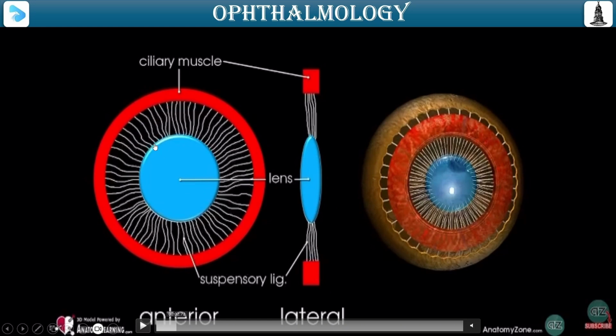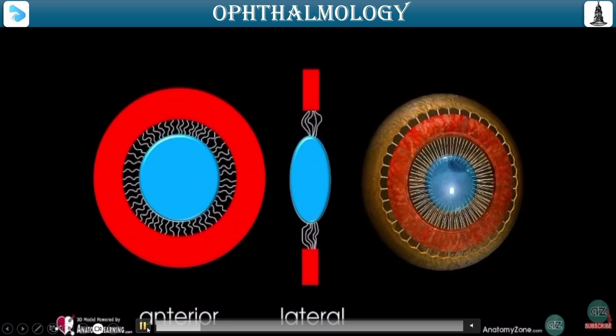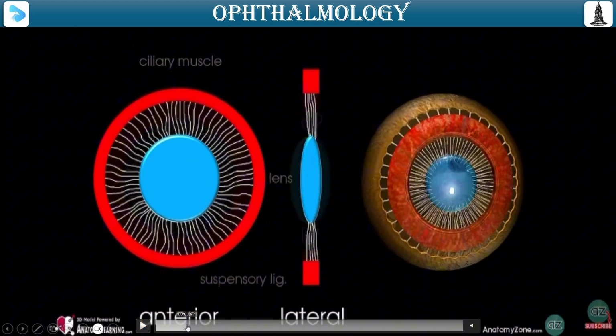But when this muscle contracts, look at what happened. Look at the zonules. The zonules became more relaxed like this. And if the zonules are relaxed, what will they affect? They will affect the lens. Let's return back here.